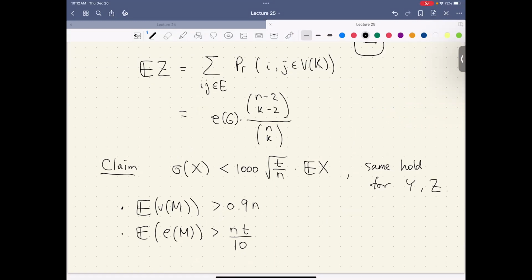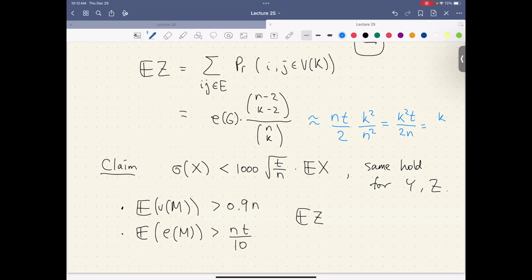Using this, the expectation of Z is roughly what? Let's look here. nt over 2. This is roughly k squared over n squared. Okay, the ratio of this binomial coefficient. So this is roughly k squared t over 2n. kt over n is 1 over 100.